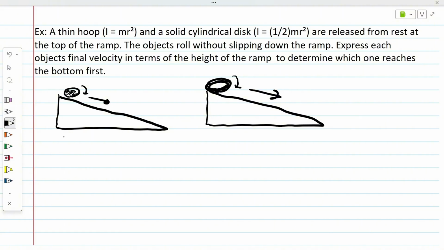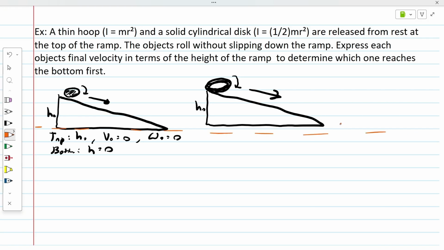So now let's compare the top and bottom spots. When it's at the top, we can call this height h naught for both of these. The velocity, v naught, is just going to equal 0 because it's released from rest in both of these cases as well. And same with the angular velocity since it's released from rest. And now when it reaches the bottom, we're going to have a height equal to 0. So we'll call our reference height the bottom of the ramp. So that's h equals 0 at the bottom. Okay, so that's when we can say there's no potential energy because that's where we're defining our reference from.